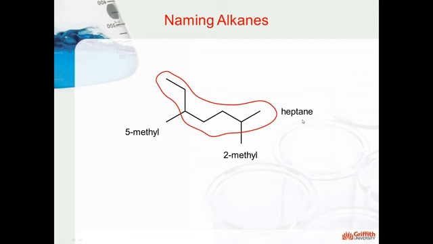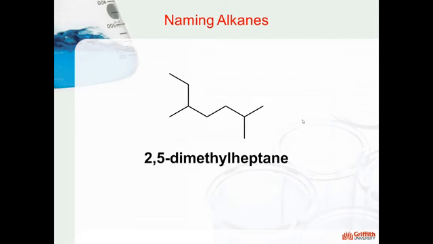So we want to put those names together. So this will be 2,5-dimethylheptane, and then the words will just run together. This is indicating we've got a methyl group coming off carbon 2, a methyl group coming off carbon 5, and the longest carbon chain is a heptane, which is 7 carbons.